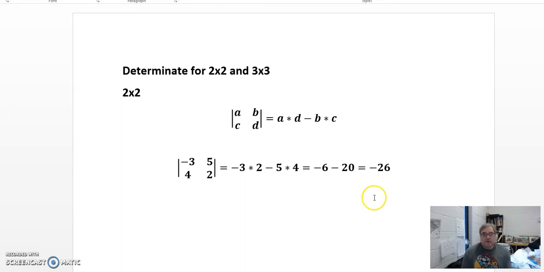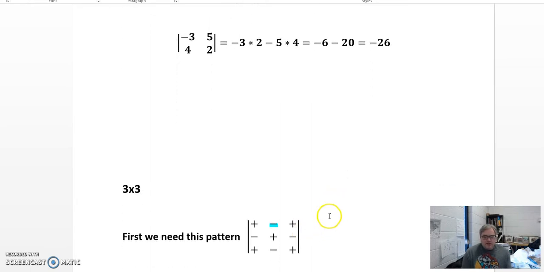And what the determinant actually means is if this is any number besides 0, then this matrix has an inverse. That's what we're going to worry about. So if it's anything other than 0, it has an inverse. If it's equal to 0, there's no inverse.